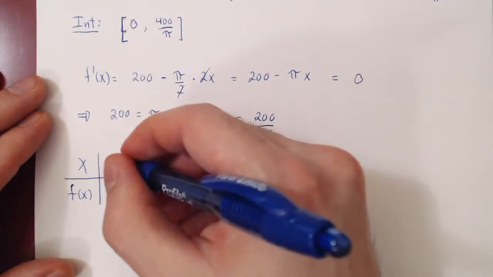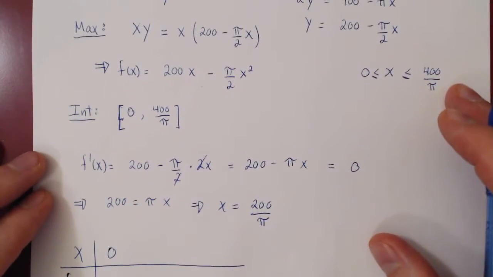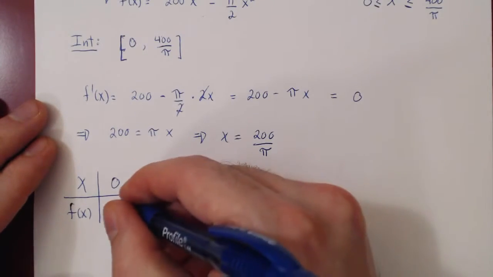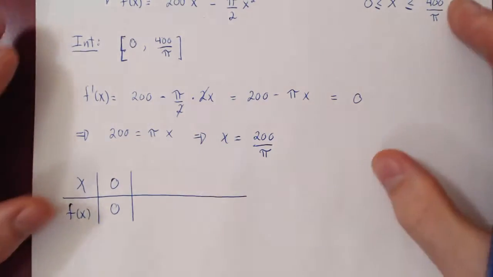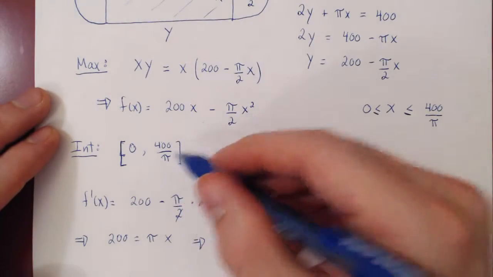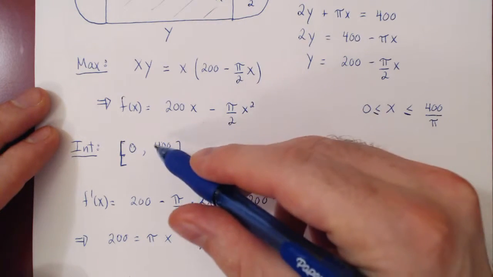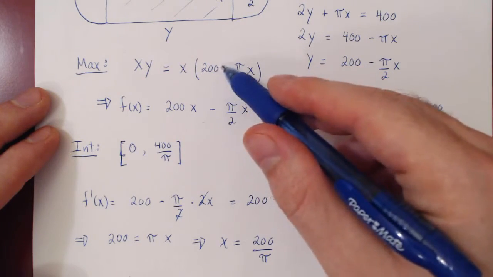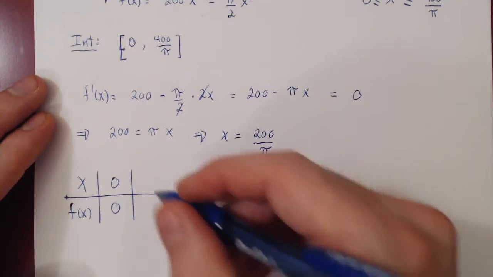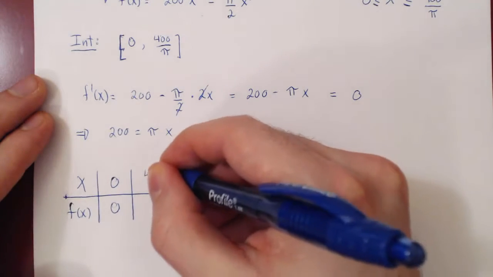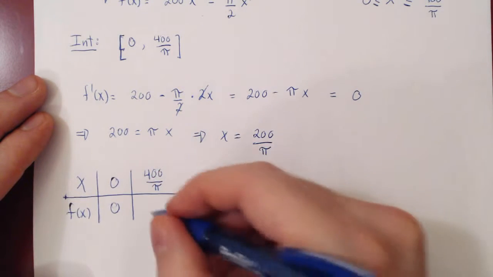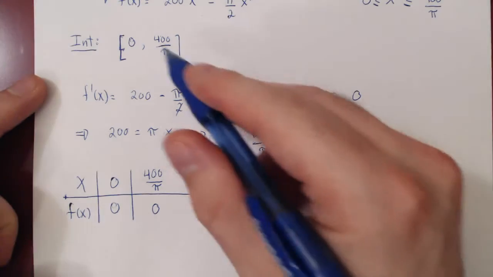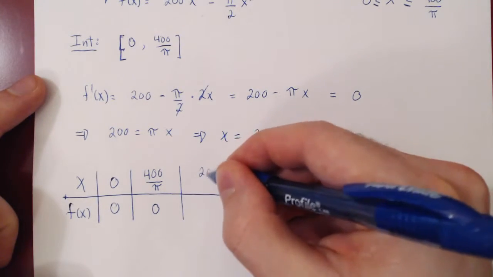Alright, so left endpoint x equals 0. If you just look up, this is your function. If x is 0, this is clearly 0. But we knew this just from the picture. What if x is 400 over pi? Plug it in here, so x over 2 will give you 200 over pi, times pi is 200. 200 minus 200 is 0, and once again the area is 0. Clearly not our maximum. The only other point to check is our unique critical point inside the interval, 200 over pi.